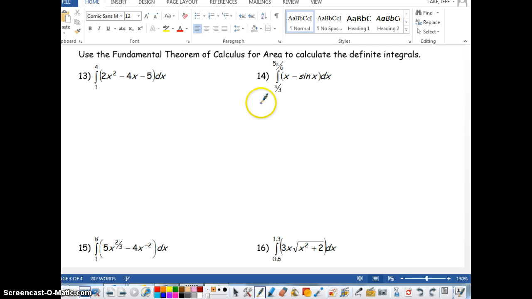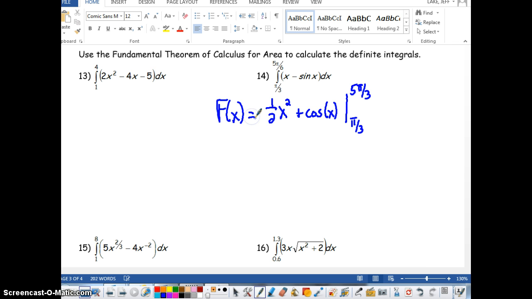So number 14 here, I'm going to integrate my x and my negative sine of x. When I do so, I end up here with 1/2 x squared plus cosine of x. And I'm going to evaluate that from the pi over 3, my lower bound, to 5 pi over 3, the upper bound. So again, this is my f of x, a big F as we've been calling it. Now I'm going to take my 5 pi over 3 and pi over 3 and plug them in. So this is F of 5 pi over 3 minus F of pi over 3.